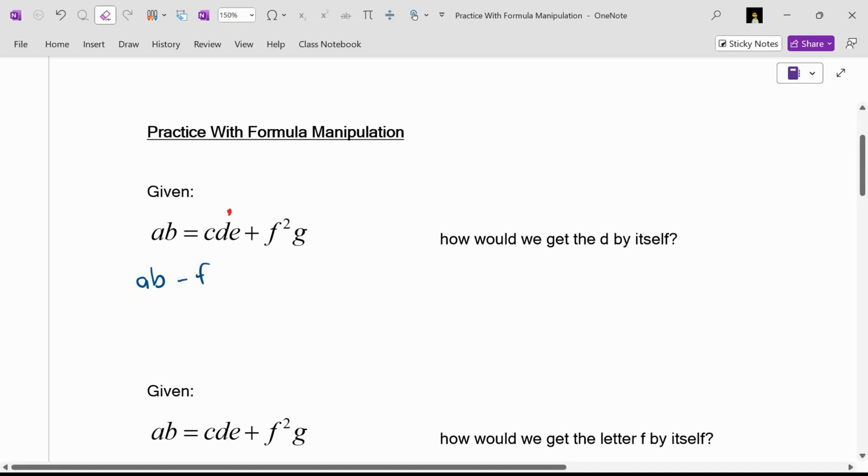Yep. Yes. Yes. And then all divided by? Yes. That's an equation for D. Hudson, you look it up because this is what we practiced yesterday.